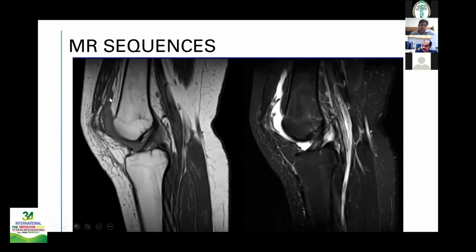In a T1 weighted image, the fluid appears iso or hypointense. So this is a T1 weighted image. It is better for visualization of the anatomy.